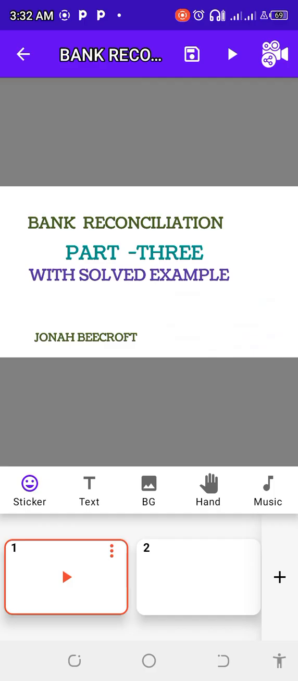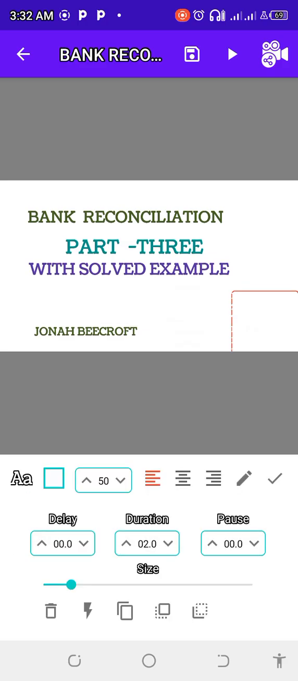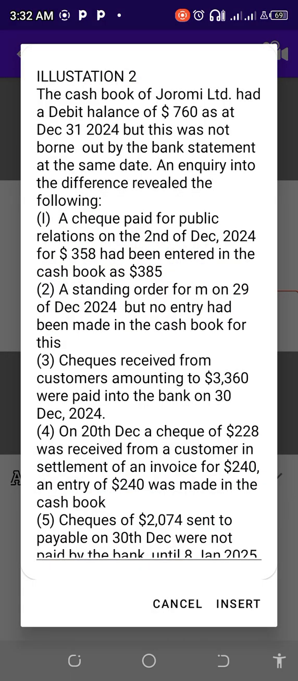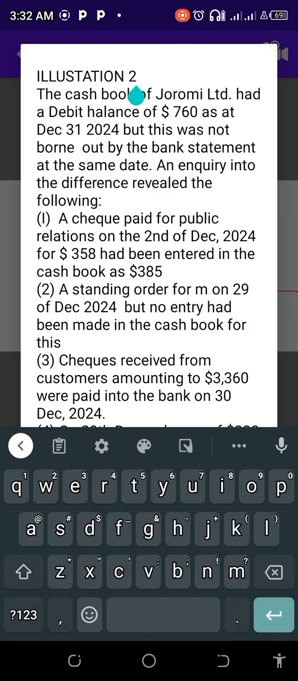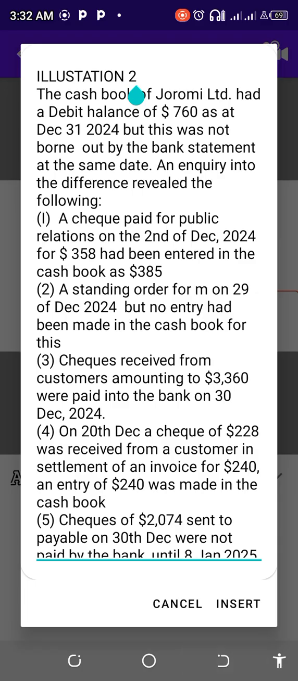In this section of our part 3 tutorial, we solve another practical example. Without wasting time, let's begin. This is illustration 2. That's practical example 2.